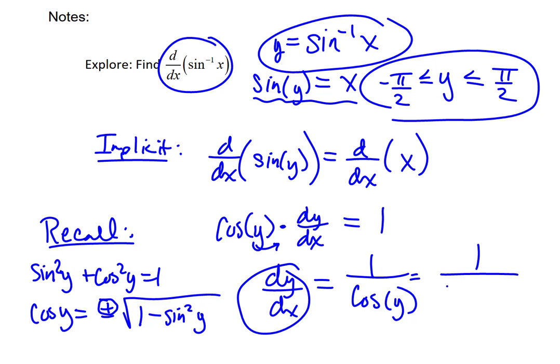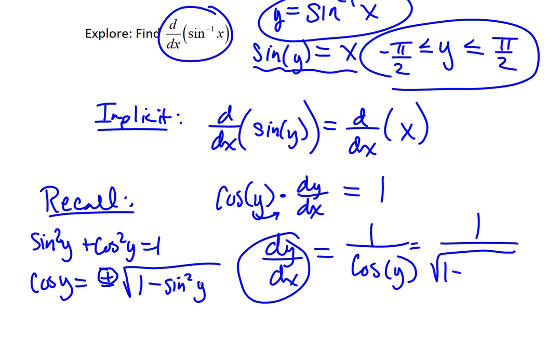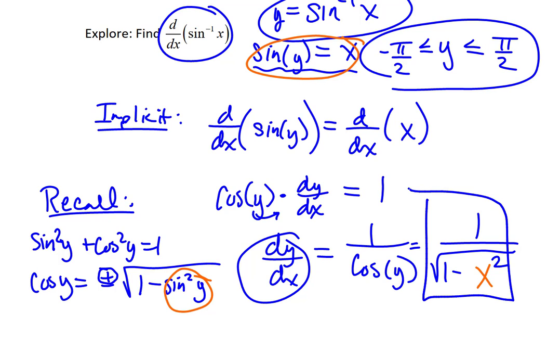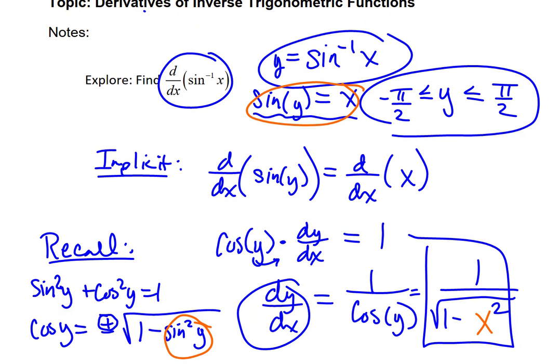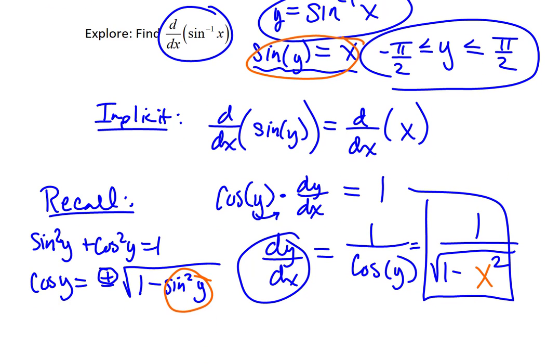Okay, so let's put this back together. This really means 1 over cosine of y is really 1 over the square root of 1 minus the sine squared of y. But if you think back to what sine of y is, we already said that's really just x, which means we could call this the square root of 1 minus x squared. And so this formula here we get at the end, 1 over the square root of 1 minus x squared, is what we could say is represented as dy dx, which is the derivative of this original sine inverse function.